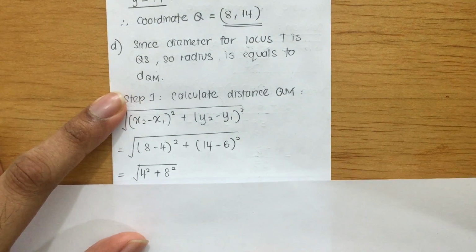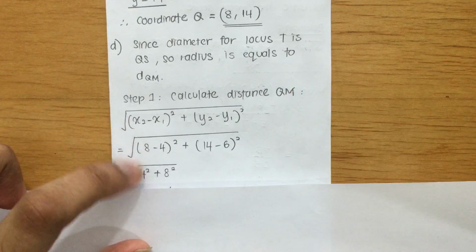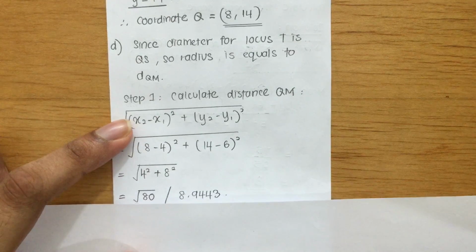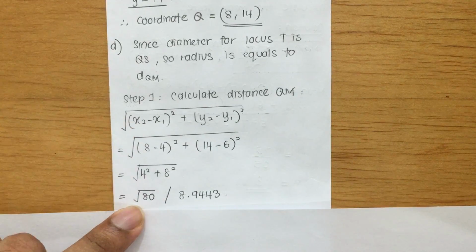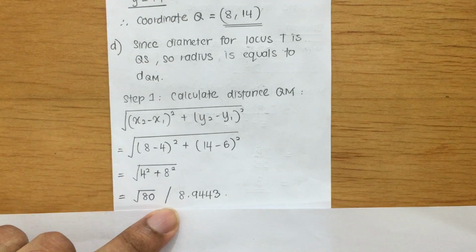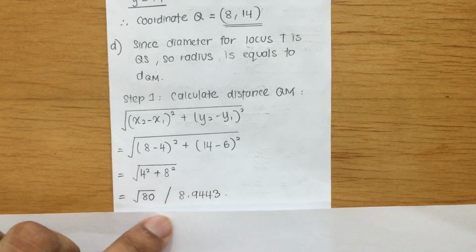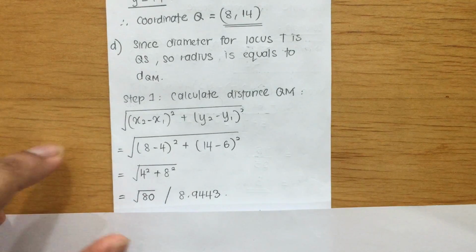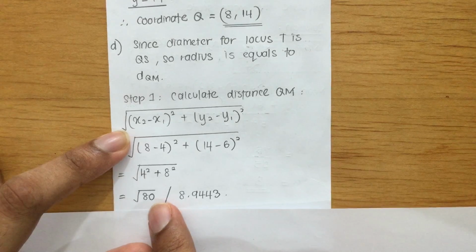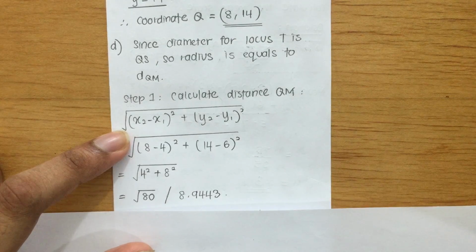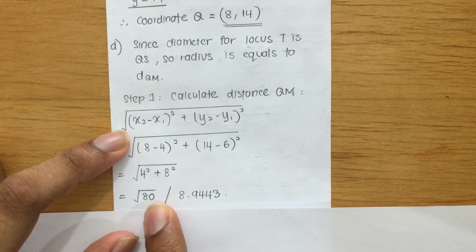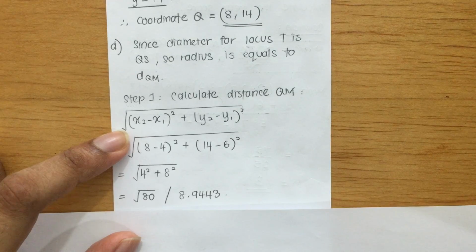So you get 4 square plus 8 square, square root, and you'll get your answer in square root 80, or you can also write in decimal place, but I recommend you to write in 4 decimal places to get an accurate answer. But I strongly encourage you to leave it in just square root form, because in the working later on, we'll be simplifying our square root. So how are we going to simplify our square root? Okay, I'll talk about it soon.